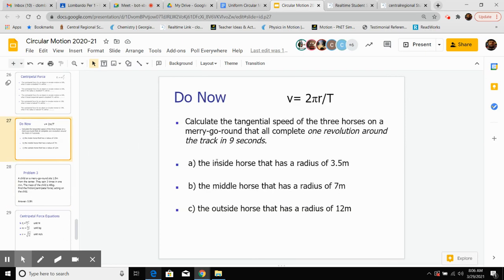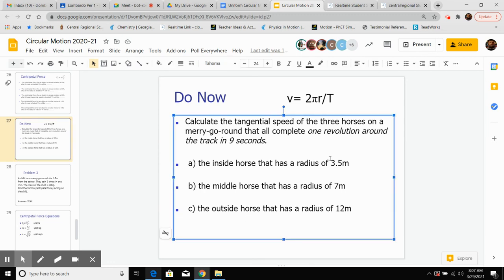Okay. Yep. No, that's fine. What you should wind up seeing as you do this is 2 pi times 3.5 divided by 9. I'm just gonna throw it into the calculator real quick. So 2 pi times 3.5 divided by 9 is like 2.44. The next one is 2 pi times 7 divided by 9, 4.88. And then 2 pi times 12 divided by 9, 8.37.